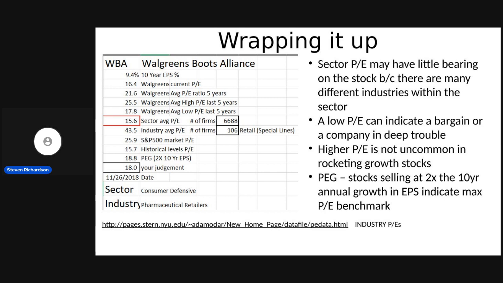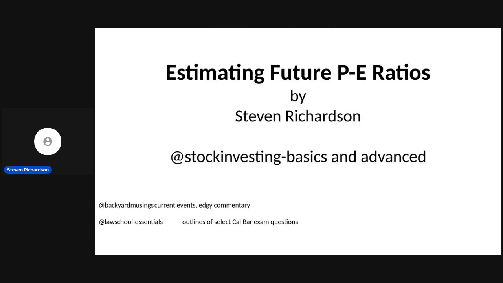So now you make your judgment for the high and your judgment for the low. And we kind of made a judgment, they were kind of aggressive. So the sector PE might have little to no bearing because there are so many industries in a sector. A low PE can indicate a bargain or a company in deep trouble. Higher PE is not uncommon in rocketing growth stocks. Okay, let's go to the next one.